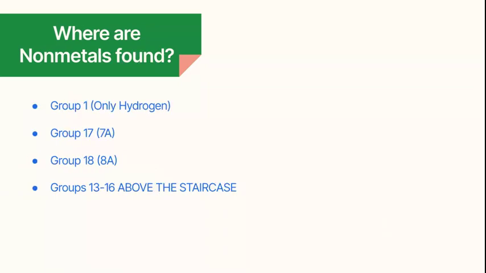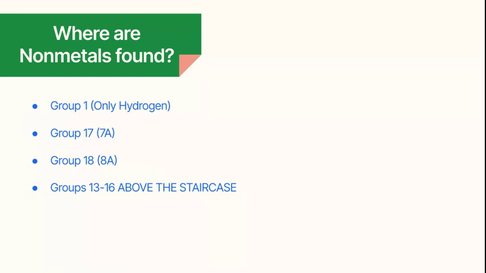So as we continue, where are the nonmetals found? So the only nonmetal in group 1 is hydrogen. First element on the table, all the way to the left, you find it. It is right there above lithium, first one. You can't miss it. That is the only nonmetal on that left side.